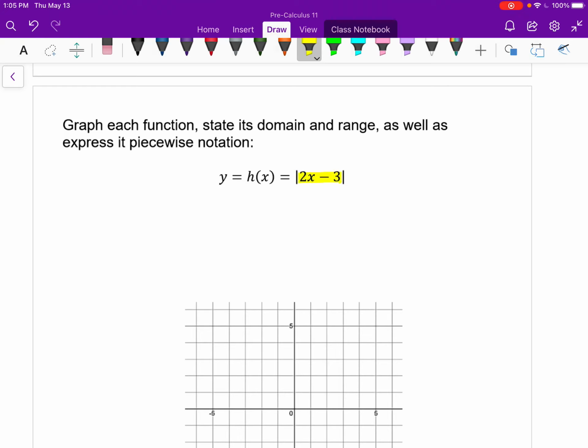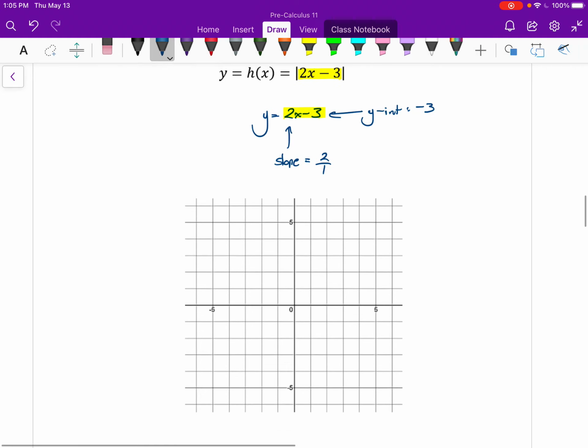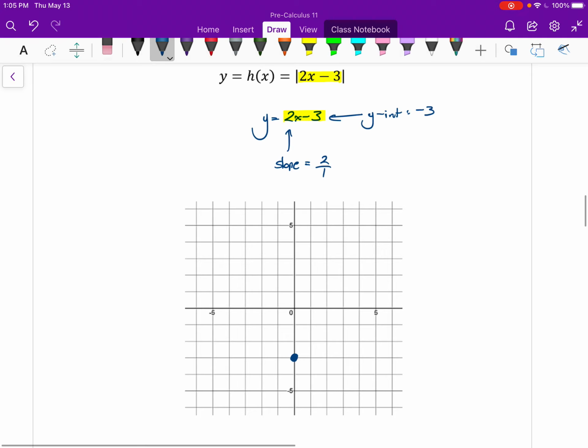So the first thing I want to do is visualize the graph of 2x minus 3, which again is a linear function with a slope of 2, or 2 over 1, and a y-intercept of negative 3. So I can visualize that quite nicely. A y-intercept of negative 3 means that line goes through here. And again, I'm focusing on 2x minus 3 right now, not the absolute value. And a slope of 2 means up 2 over 1, up 2 over 1, or down 2 backwards 1, and so on.